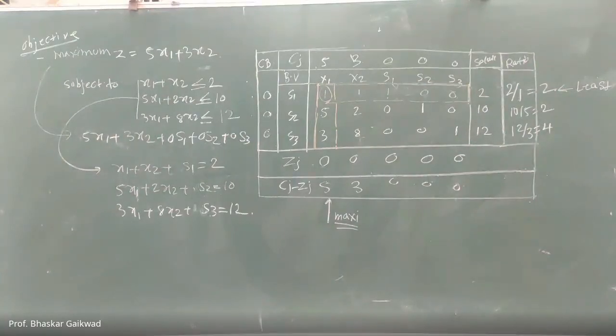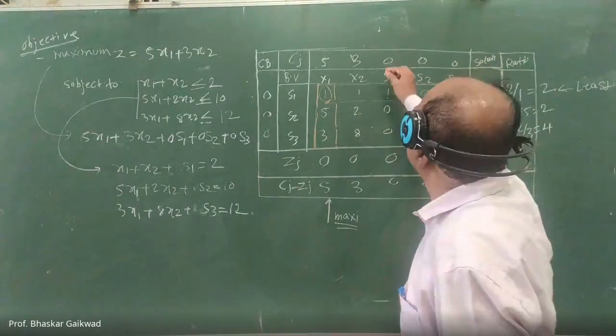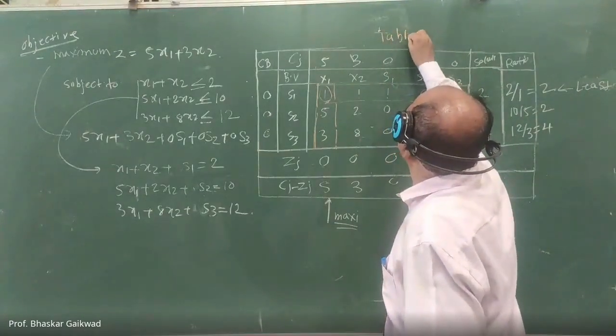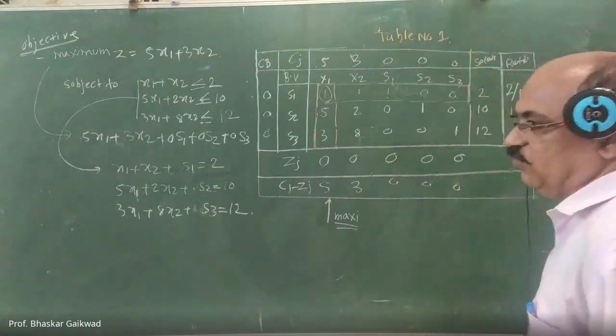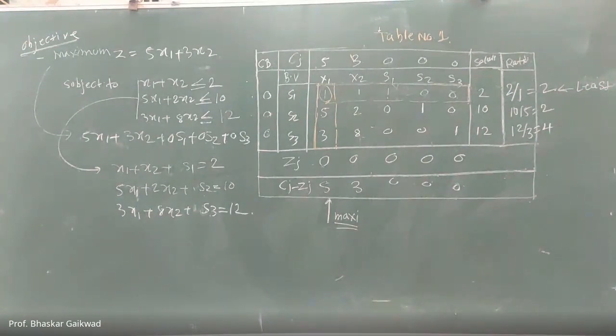Correct. Up to here, clear? This is table number 1. Correct. Up to here it is clear. Anybody having any doubt? शंका आहे का कोणाची? समजलं का हा टेबल? Everybody has got the concept of this table. Yes sir. Okay, thank you. Now we go for next table number 2.